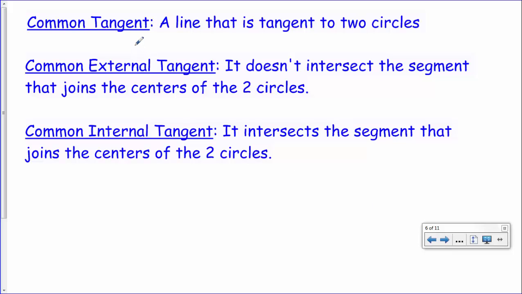In addition, we have the term common tangent. It's a line that is tangent to 2 circles. A common external tangent does not intersect a segment that joins the centers of the circles, and a common internal tangent intersects a segment that joins the centers of 2 circles.